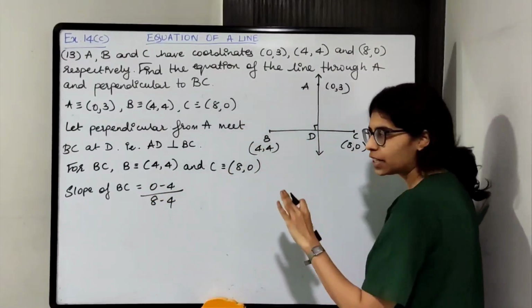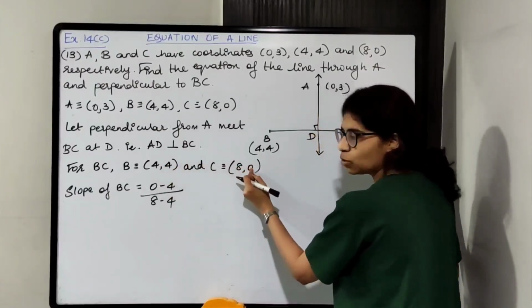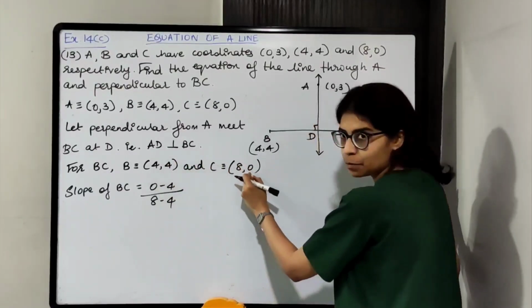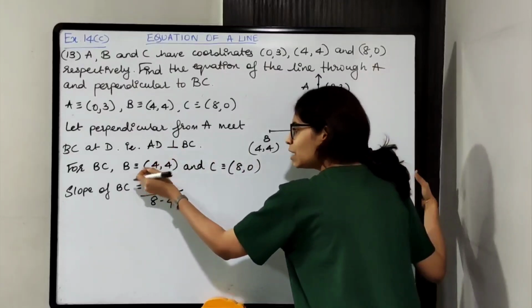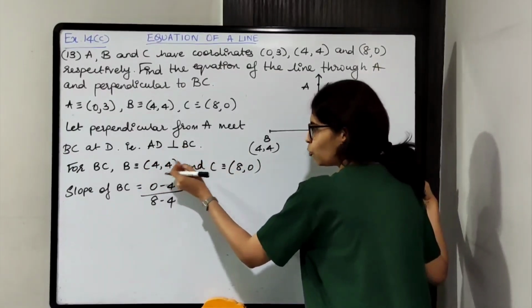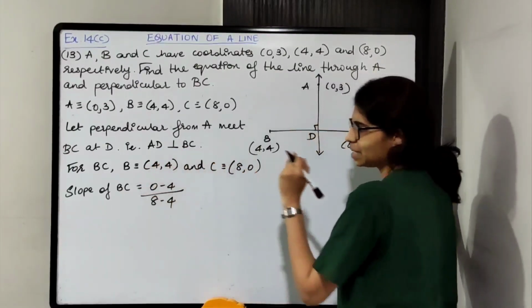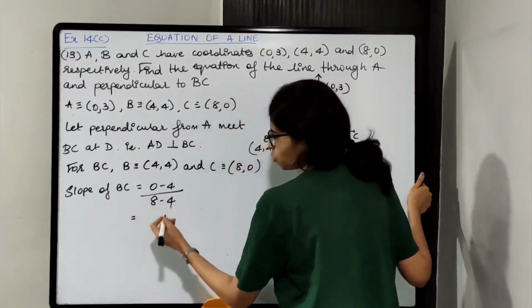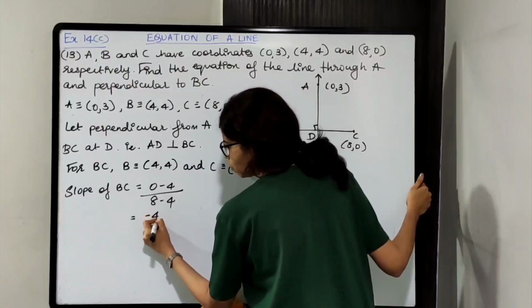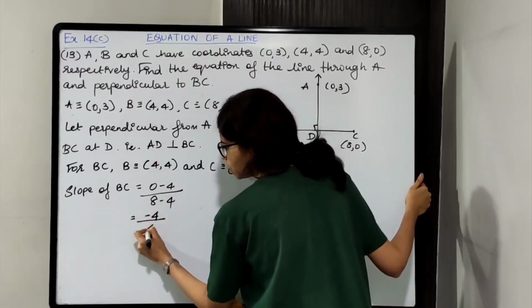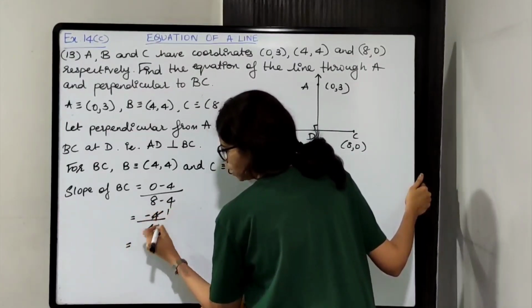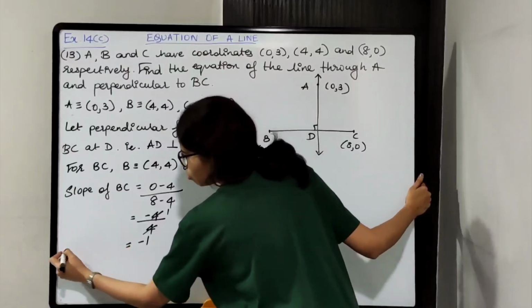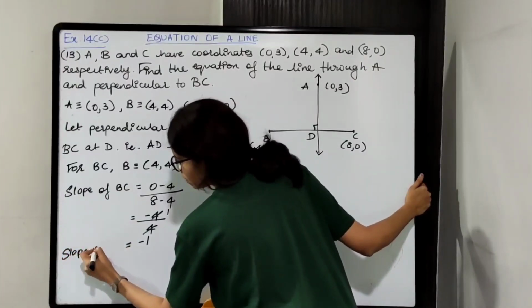You can go the other way around also. 4 minus 0, पहले यहाँ से y coordinate subtract किया, but then x भी यहाँ से ही start होगा. So 4 minus 0 upon 4 minus 8 हो जाएगा. Okay. So this will give -4 upon 8 minus 4 gives 4. 4 ones are, so this will give -1. Slope of BC is -1.